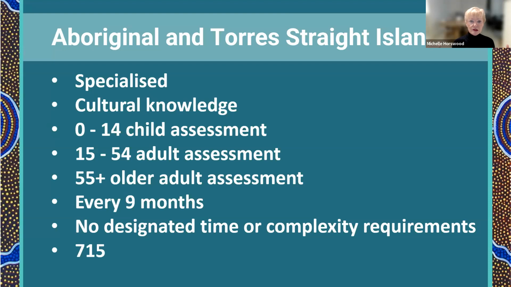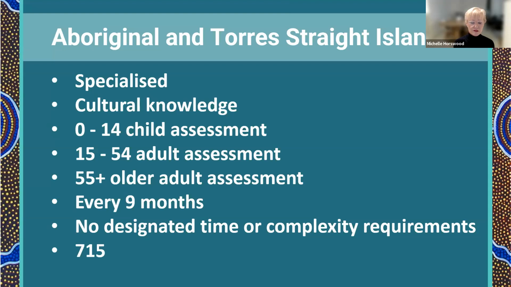Wow, 0 to 14, that's a huge gap there, but I'm sure that if you are familiar with the Indigenous people, you will know what to look for in those different areas. 15 to 54 is an adult assessment. 55 plus is the older adult assessment, and these particular health assessments can be done every 9 months. And interestingly, there's no designated time or complexity requirements.